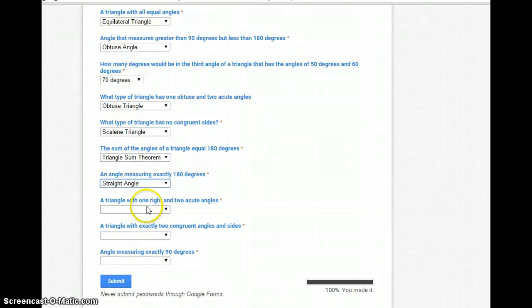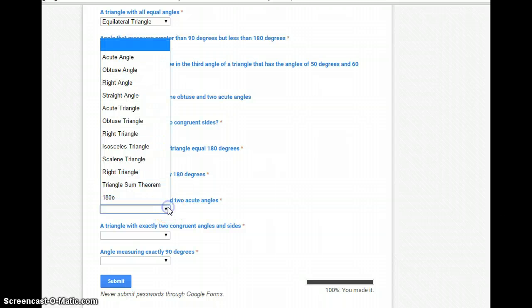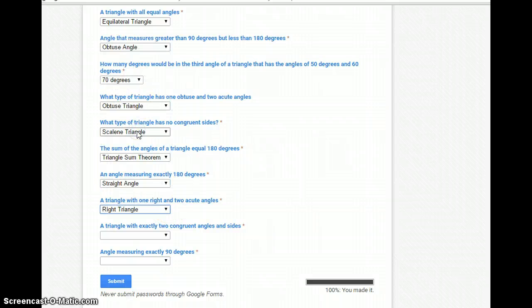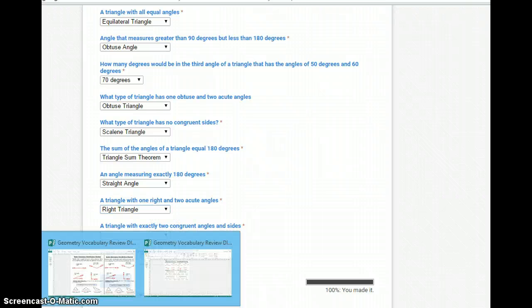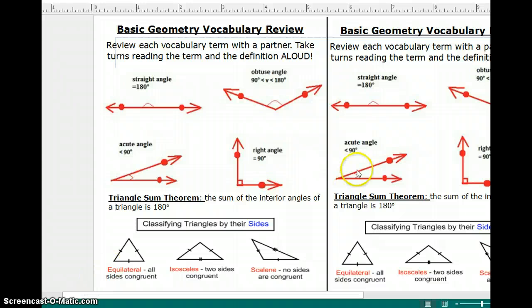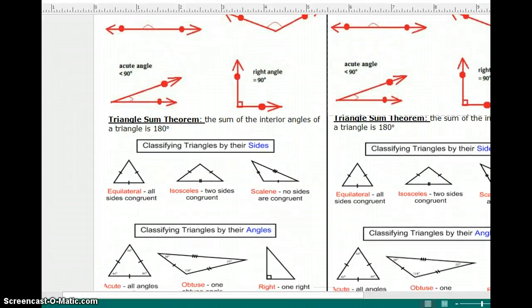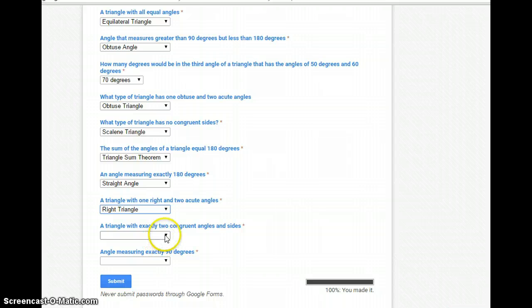A triangle with one right and two acute angles. Well, the answer has to be a triangle, not an angle. A lot of people put right angle, but it is a right triangle. A triangle with exactly two congruent angles and sides. A lot of people weren't sure about that one. So go to your triangle, two congruent sides. And when it talks about the angles, the sides and angles work together. So isosceles triangle.